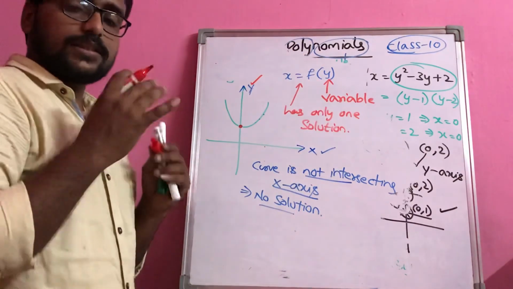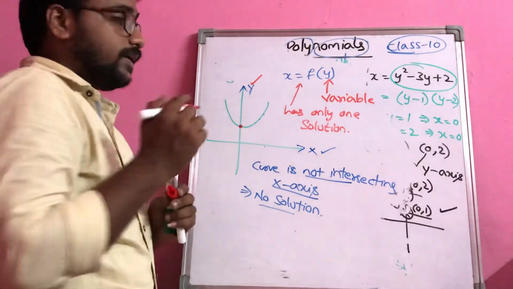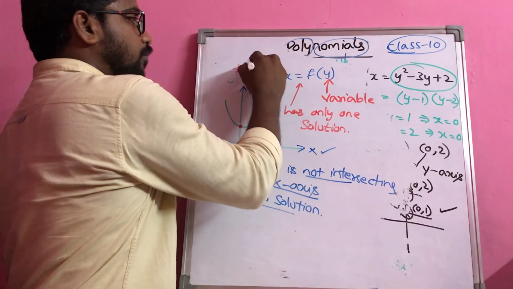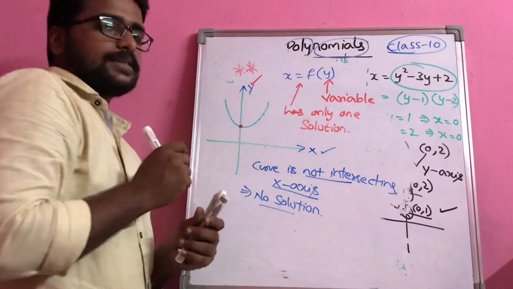right? So this is how you should understand the geometrical definition of a polynomial. This is a very important model from the board point of view. If you didn't understand, please mention it in the comment section.